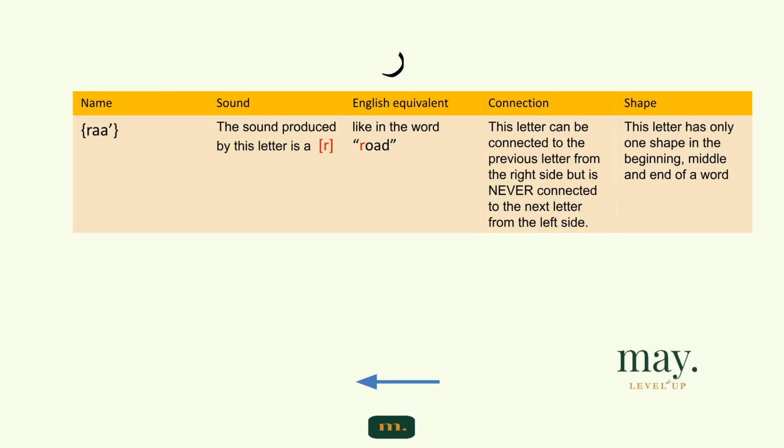Ra. It sounds like the r in road, and its shape resembles a half moon or an arc. It connects on the right side, but never on the left, and it never changes shape.